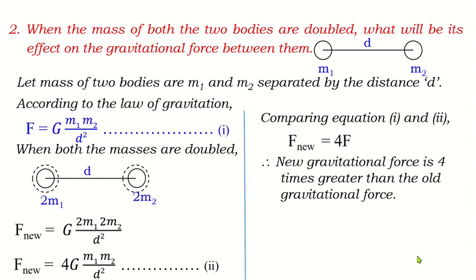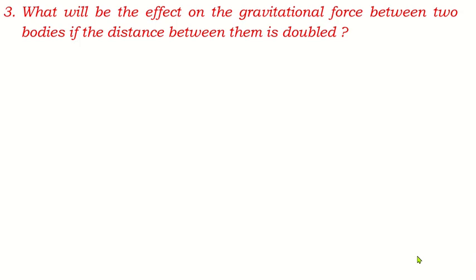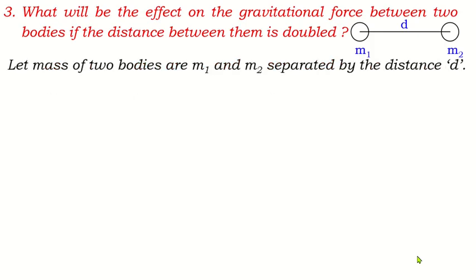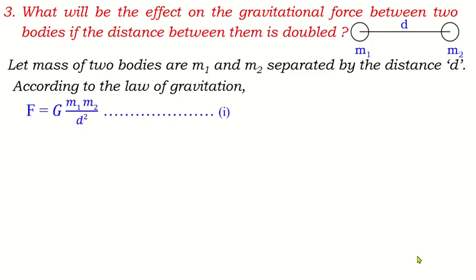Okay, till now I told you about the mass. What about the distance? Let's have one question related to distance. What will be the effect on the gravitational force between two bodies if the distance between them is doubled? This is the diagrammatic representation: m1, m2 and their distance is d. The same can be written this way. According to Newton's law of gravitation, the gravitational force between them is just G m1 m2 by d square. We know this because the same was done in the previous numerical also.